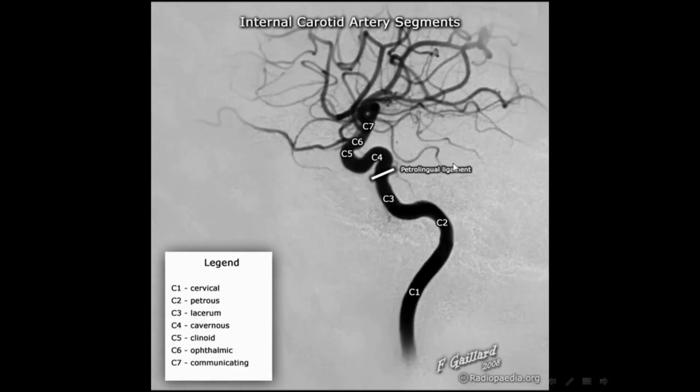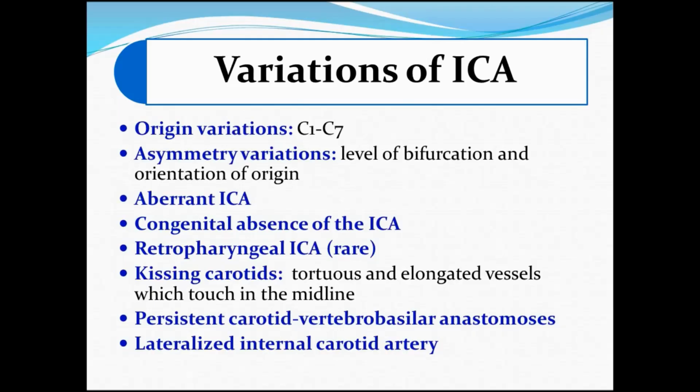This is a digital subtraction image to show the internal carotid artery and its segments. C1 is the cervical, C2 the petrous, C3 the lacerum, C4 the cavernous, C5 the clinoid, C6 is the ophthalmic, and this is the ophthalmic artery that branches from this segment. And lastly, the C7 is the communicating segment of the internal carotid artery.